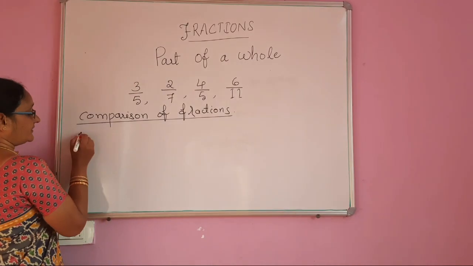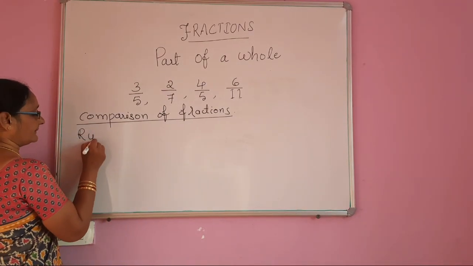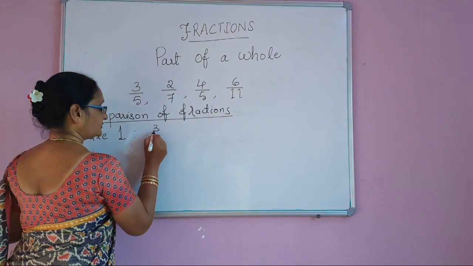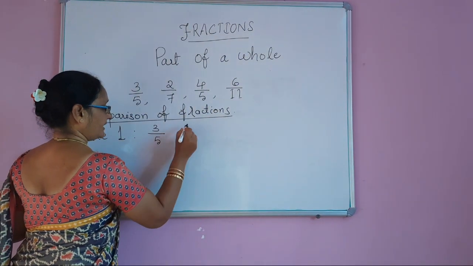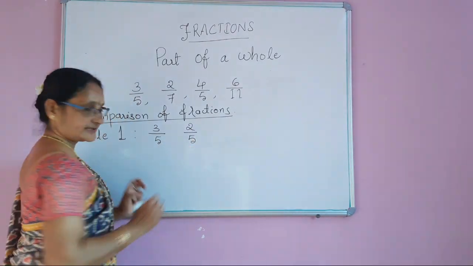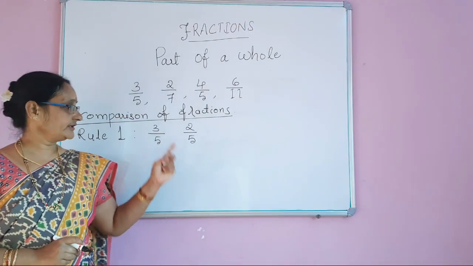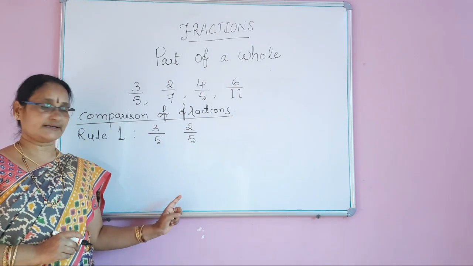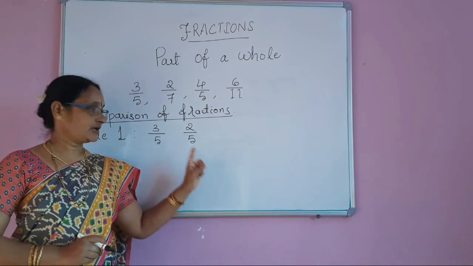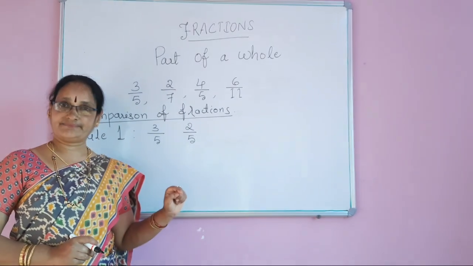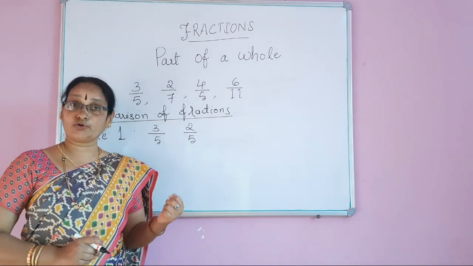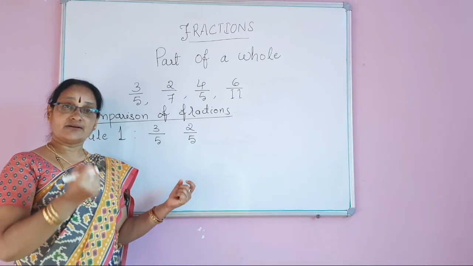Suppose, see, first rule, rule 1. 3 by 5 and 2 by 5. You just observe here how the numerators and denominators are. Here, both the denominators are same, numerators are different. In this, which is bigger and which is smaller? How to compare it? See here, very simple.